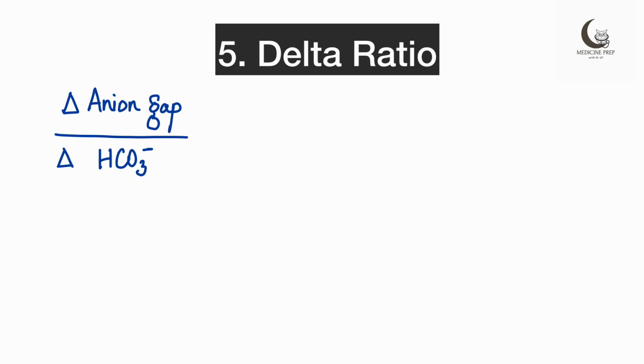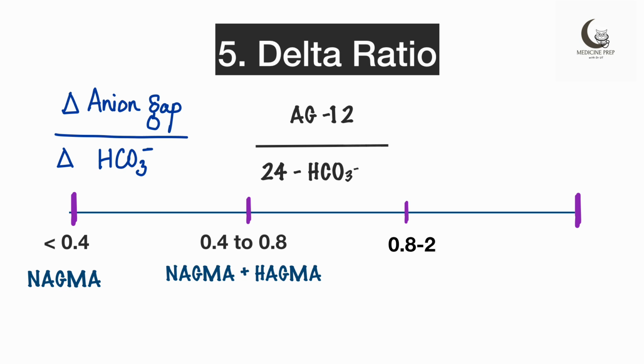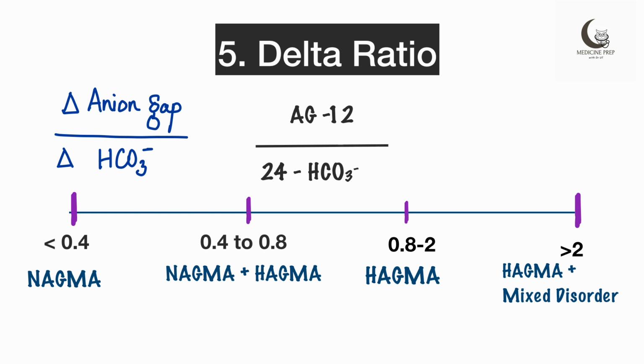Delta ratio is the change in anion gap from normal to the change in bicarbonate from normal. So the formula goes: anion gap minus 12 over 24 minus bicarbonate. Now there's a whole scale here. If it is less than 0.4, it is NAGMA. If it is between 0.4 and 0.8, it's a mixed NAGMA and HAGMA disorder. If it is between 0.8 and 2, we have a pure HAGMA. And if it is greater than 2, then we have HAGMA, and in addition to HAGMA, we have metabolic alkalosis or respiratory acidosis.